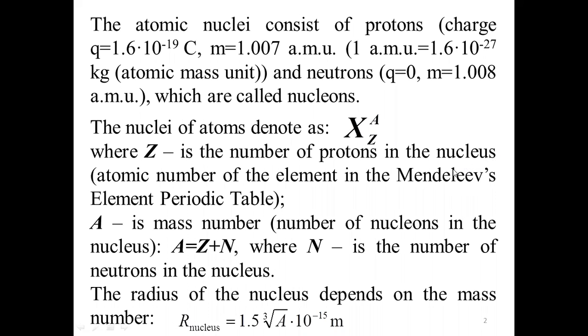When we speak about radioactivity and ionizing radiation, we should begin from the internal structure of atomic nuclei. So atomic nuclei consist of protons with charge 1.6 × 10^-19 coulomb, mass 1.007 atomic mass unit, and the definition of atomic mass unit you can see in the slide, and neutrons with zero charge and with almost the same mass as protons.